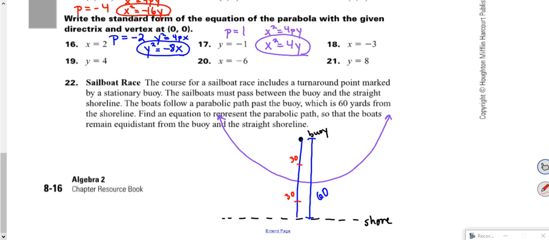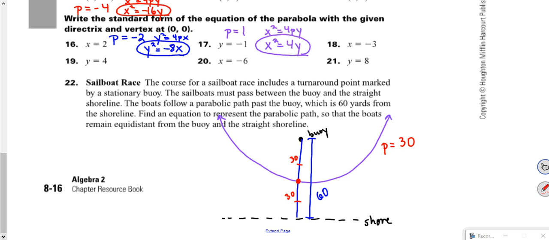My picture doesn't really look like it. It looks like my vertex should be over here. I apologize for my bad parabola. But imagine this is your vertex at (0, 0). What does this tell me then? This tells me essentially that my p is 30. That's my hint to you to finish it off. So my p is 30.